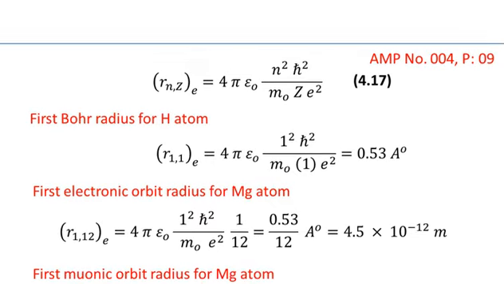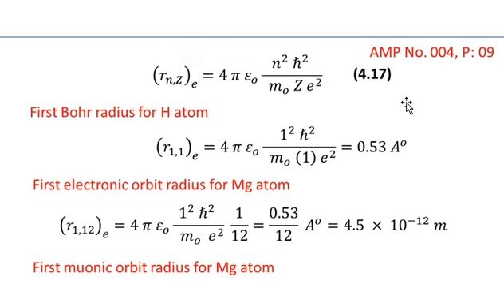So here you can see that equation number 4.17 has been written, and this will give you the electronic radius of the nth state of the hydrogen-like atom having atomic number Z. On the left hand side I have shown these parameters, and on the right hand side I have 4 pi epsilon naught times n square h bar square over m naught Z times e square in the denominator. And you see that this is what I have discussed earlier.